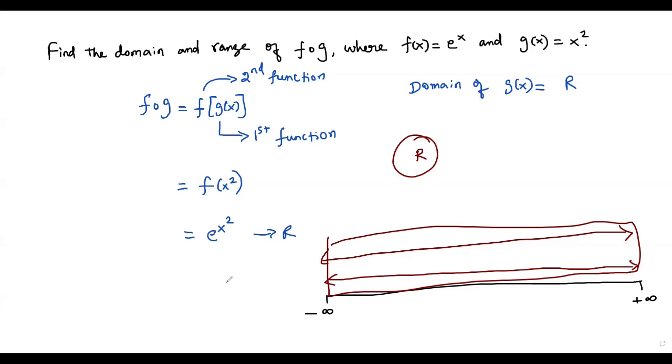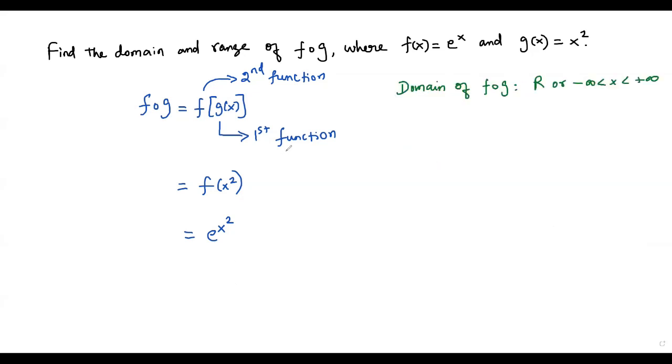Now let me erase some stuff and continue with the range of the given composite function. Let's find the range of the given composite function. First, let's understand what range is. For example, let me consider one of the given two functions, that is f of x equals e to the power of x. What is its range? The range is the values of the function f of x, or the values we get for e to the x power, because this is equivalent to f of x. Now we understand what range is, but our aim is to find the range of the composite function.